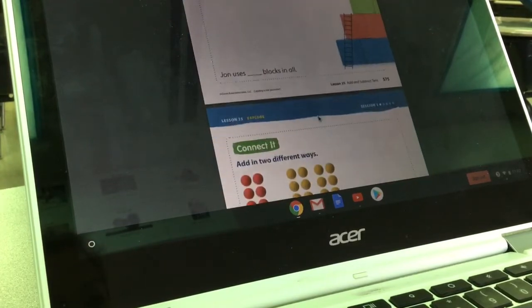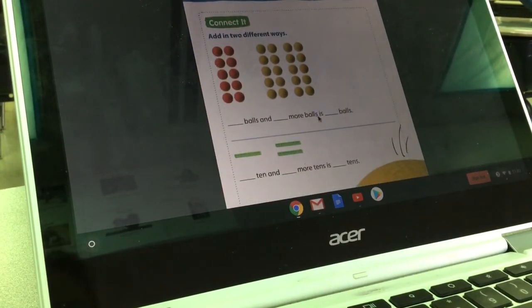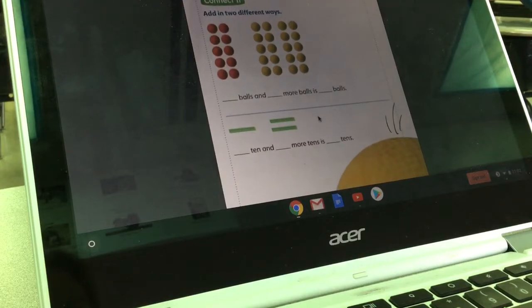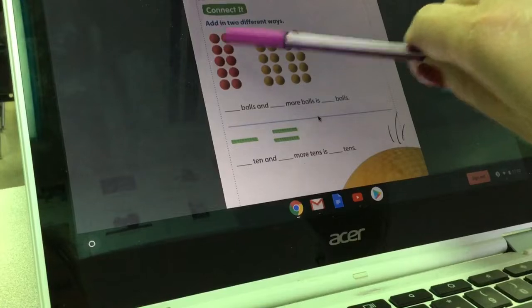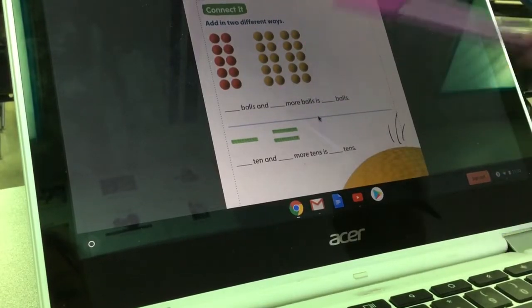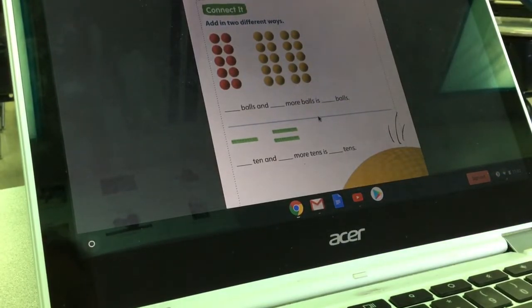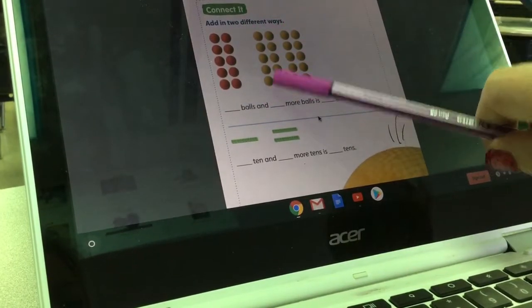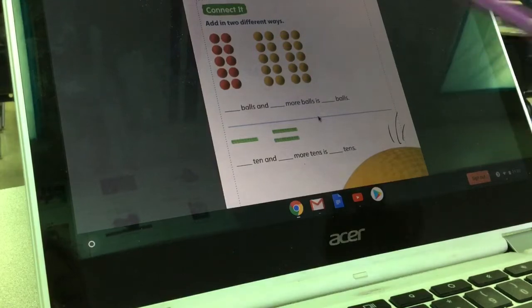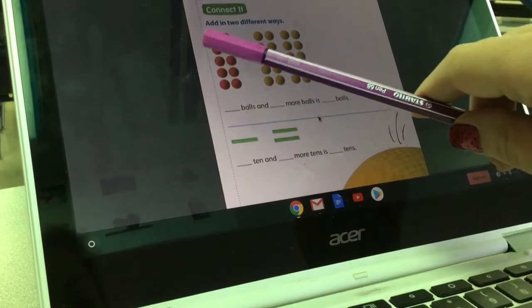Okay, when you've done that, you can flip to the back side of this page. And here we see some tens in different ways. We see individual balls here. We have some red ones and some yellow ones. So these directions say add in 2 different ways. So we need to take a look at what we have in our picture here. So we see a group of red balls, a group of yellow, another group of yellow. Let's see how many we have in each group. Can you count with me?